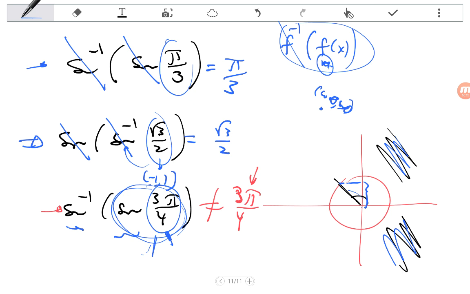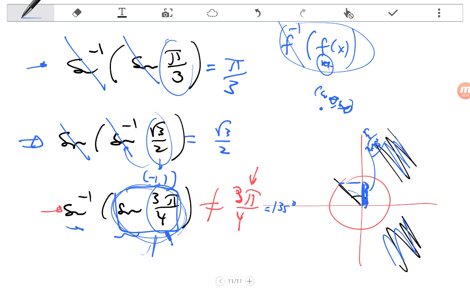135. Yes, this is exactly 135. What is its sine? What is this value? It is just depicted on the graph. It will be this length. This is sine of 3 pi over 4.